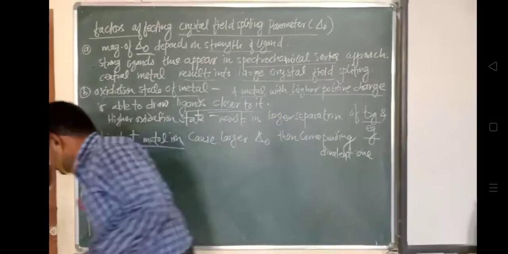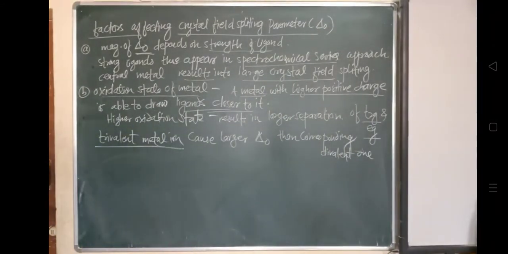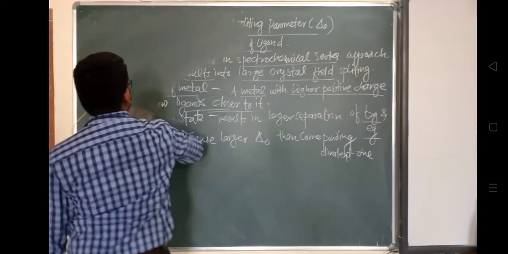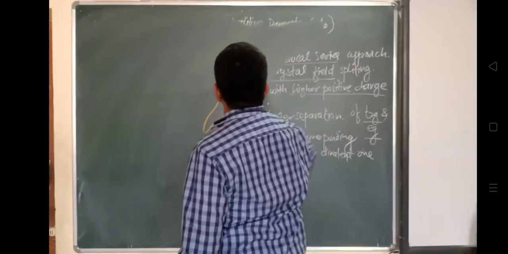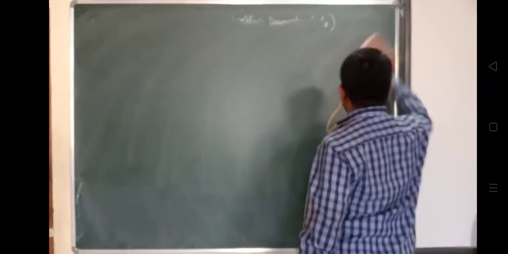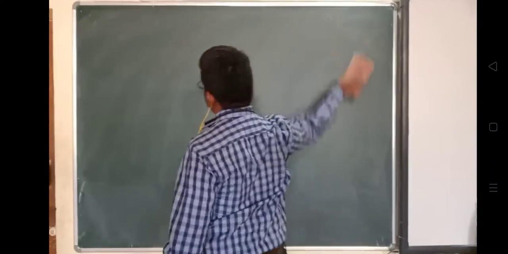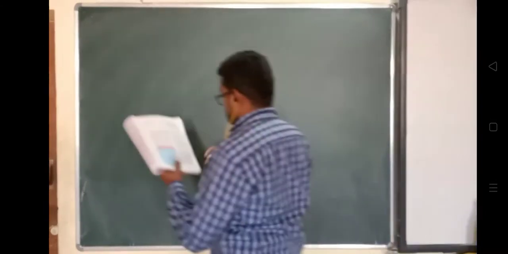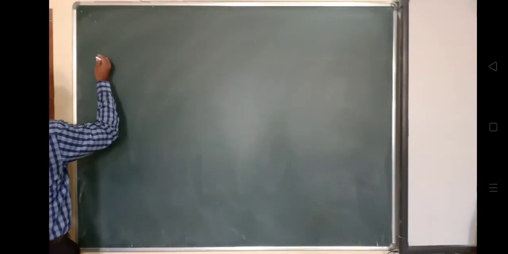Now, the color of the octahedral complexes. We'll see what the color of these octahedral complexes is, because we are discussing octahedral complexes. With this topic, we will complete the octahedral complex parameters in the crystal field theory. So, color of octahedral complexes.